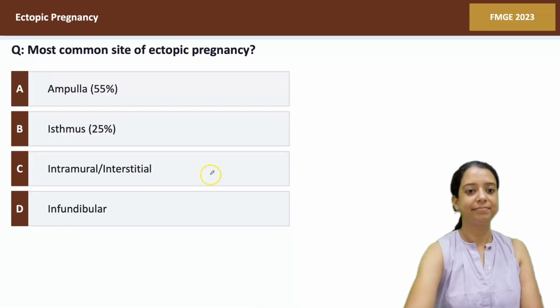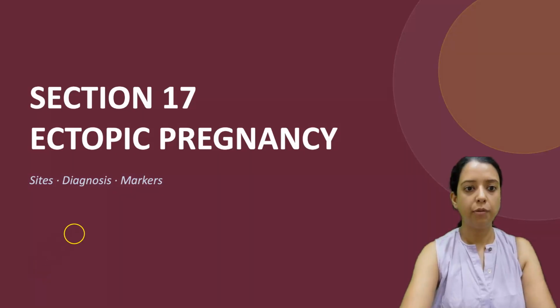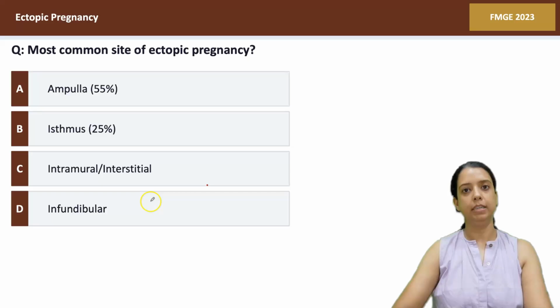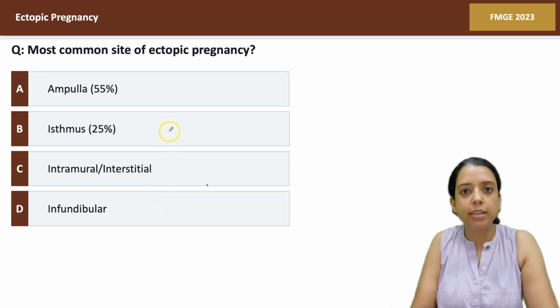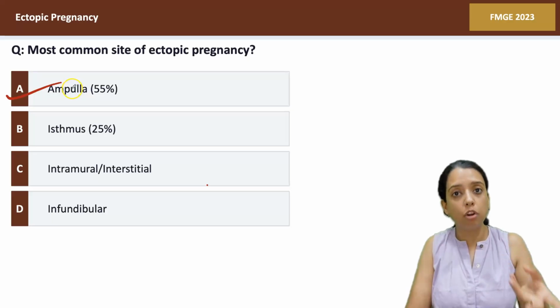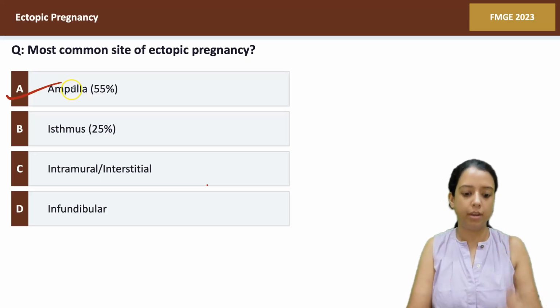Ectopic pregnancy. So now in ectopic pregnancy, what is the most common site of ectopic? The site where fertilization takes place. Ampulla. Most common site for ectopic to happen? Ampulla.